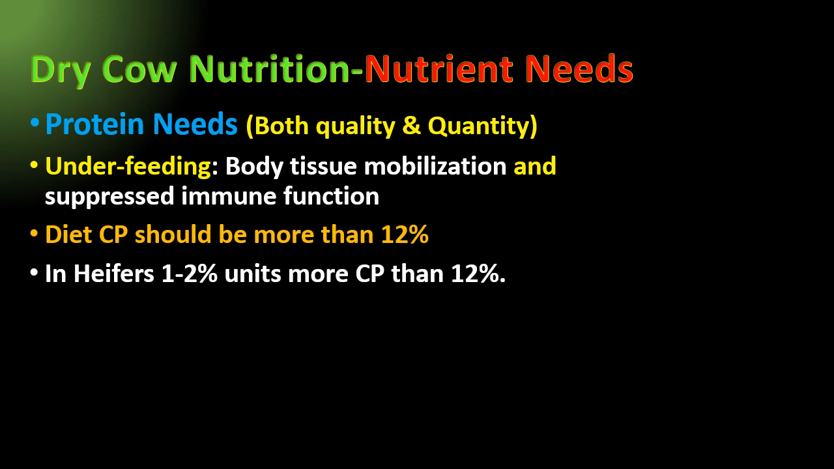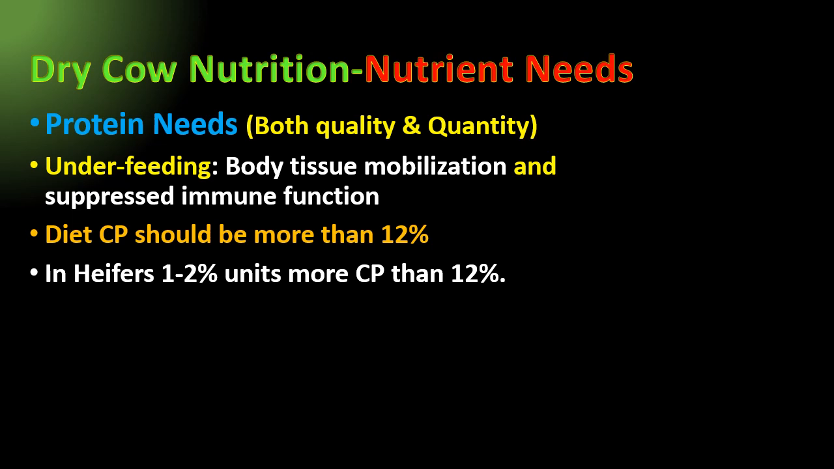In the case of heifers, it is recommended to give 1 to 2% more protein than the 12% protein in the diet. So if you are keeping a cow and heifer and they are fed the same prepartum diet, then the diet should be formulated to meet the needs of the heifers. However, if they are kept in different housing, a separate ration should be formulated for each group.